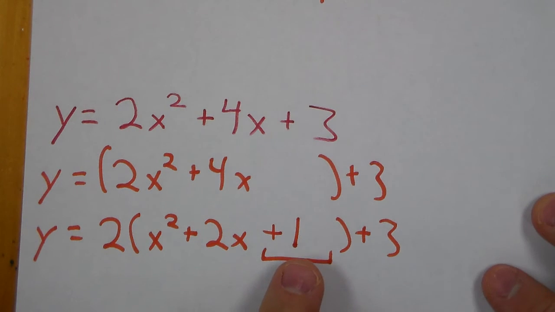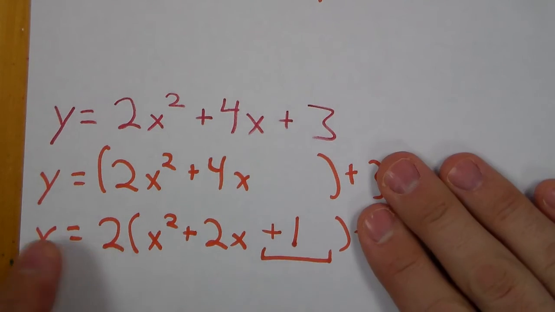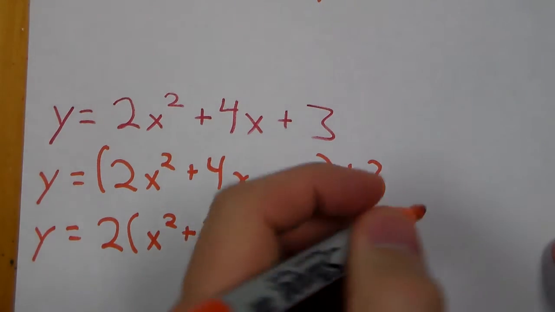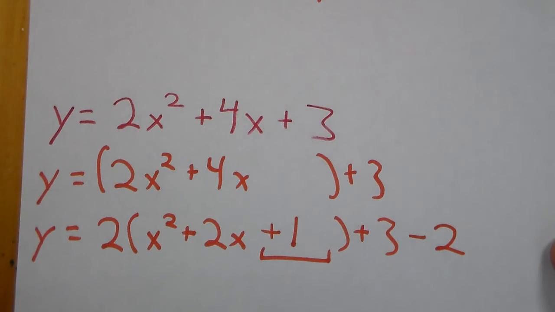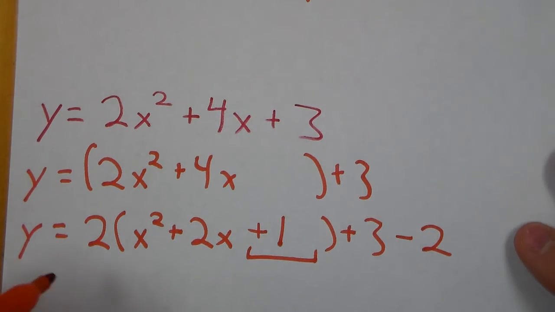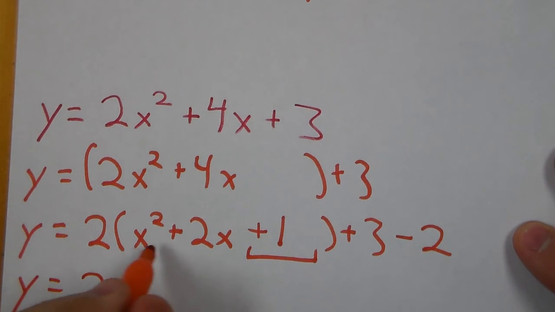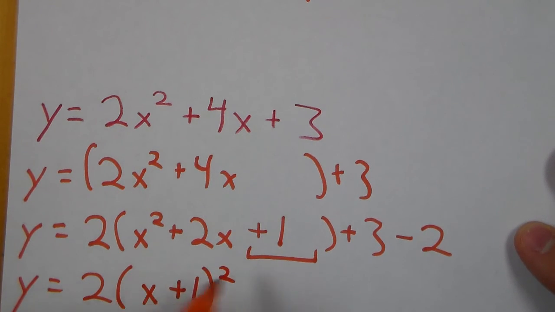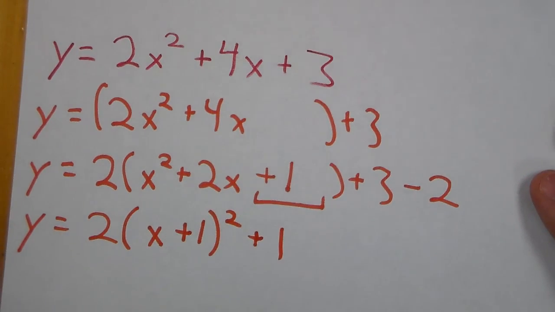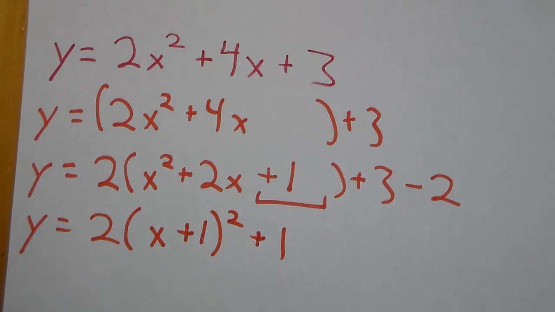But I have to keep it balanced, but I'm not going to subtract 1 out here, because really I didn't add 1, I added 1 times 2, because in this whole statement here, this is 1 times 2, so we subtract a 2 on the outside. 1 times 2 gets subtracted. So now x squared plus 2x plus 1 is going to factor to be x plus 1 quantity squared, with the 2 out in front, and then plus 1 on the outside, and our equation is in vertex form.